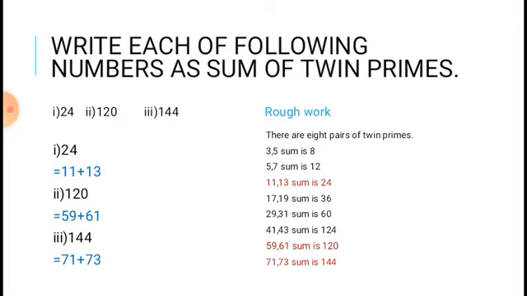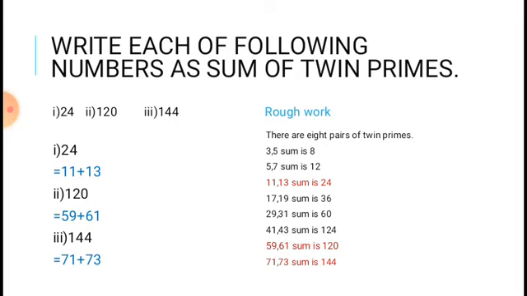You should focus on the rough work. 8 is the sum of twin prime numbers 3 and 5. 24 is the sum of twin primes 11 and 13, and this is the solution of our first part of the question. 120 is the sum of twin primes 59 and 61, and this is the solution of our second part of the question.